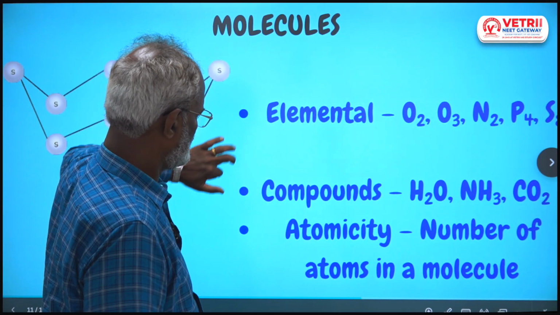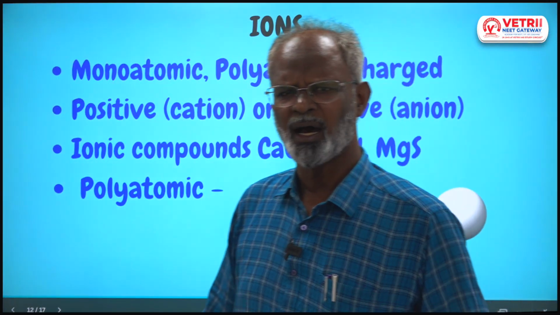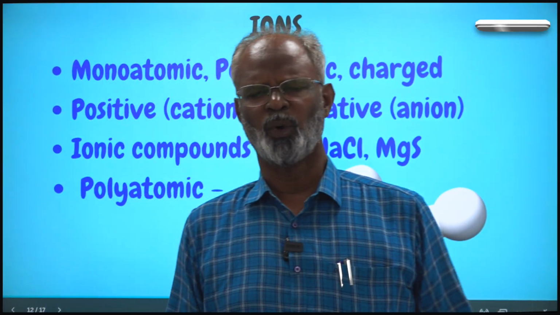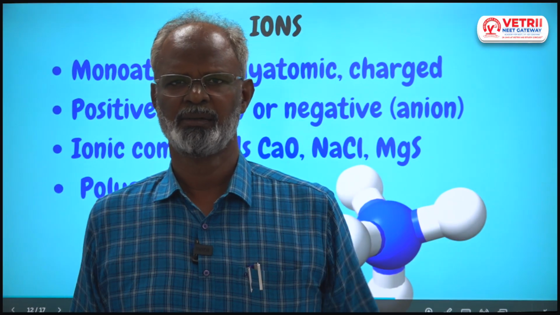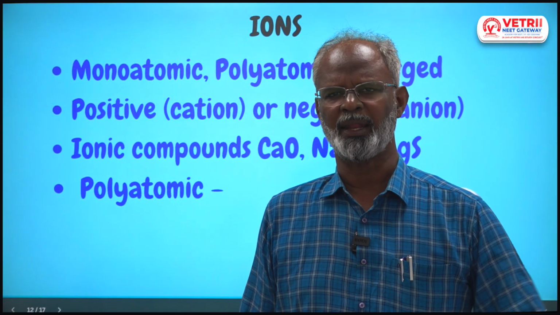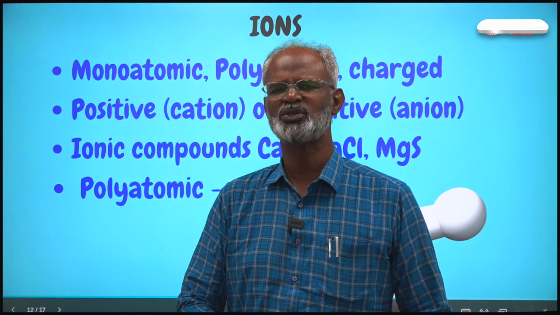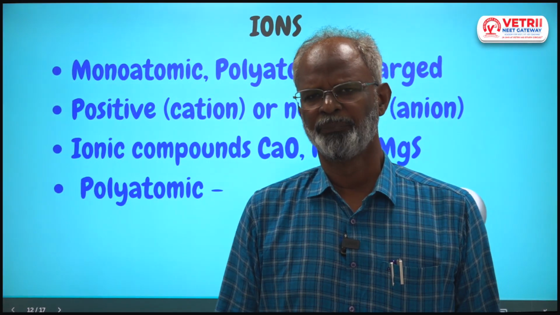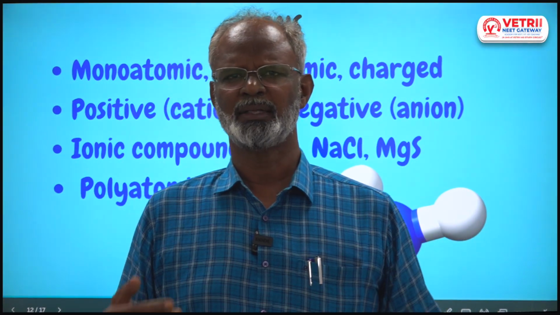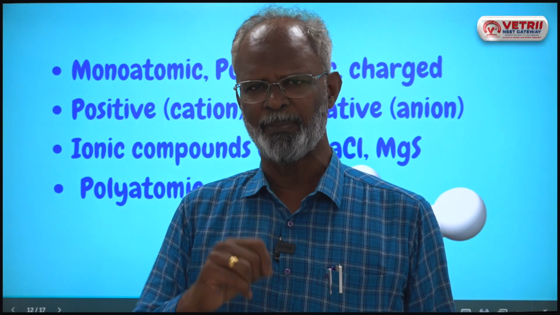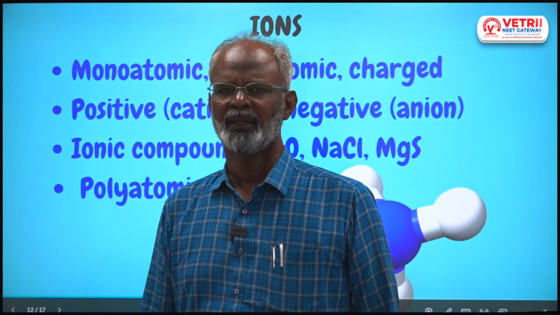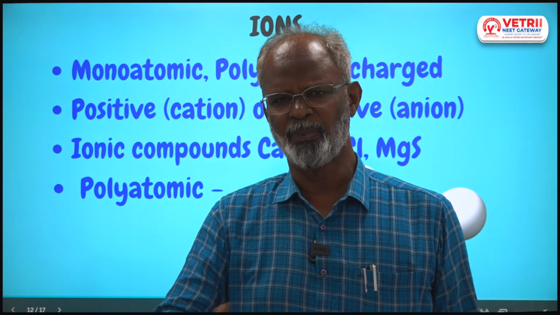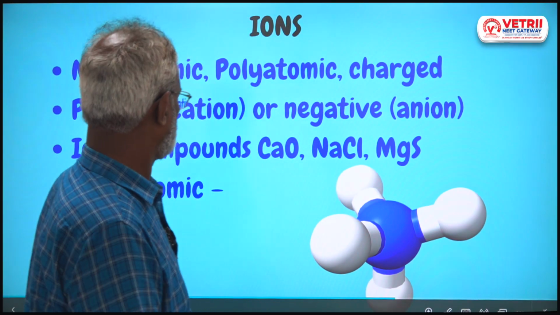Next we must know what ions are. What is the difference between an atom and an ion? An atom is a neutral particle, whereas an ion is a charged particle. A charged particle can have either a positive charge or a negative charge. They are called ions.